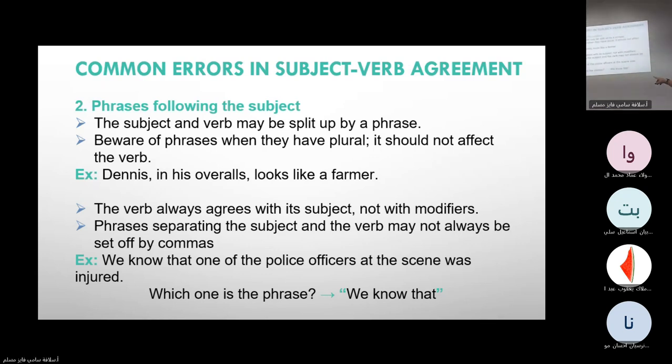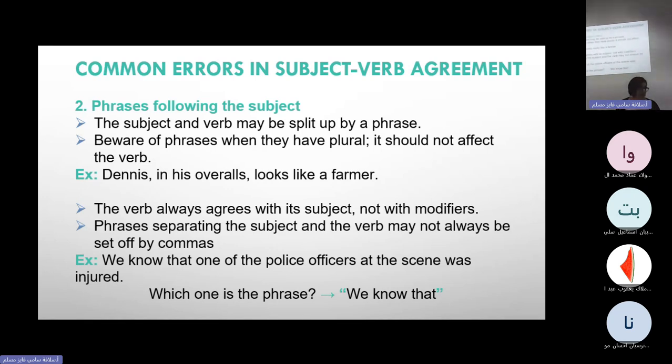We know that. Okay? So where is the main sentence? The police, read me the original sentence. One of the police officers at the scene was injured. One of the police officers. Okay? One begins the main sentence. Alright? So we know that, what is it? An interrupting phrase.